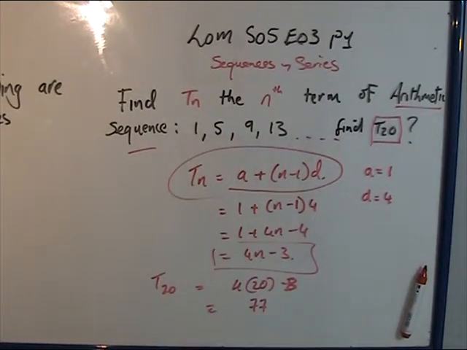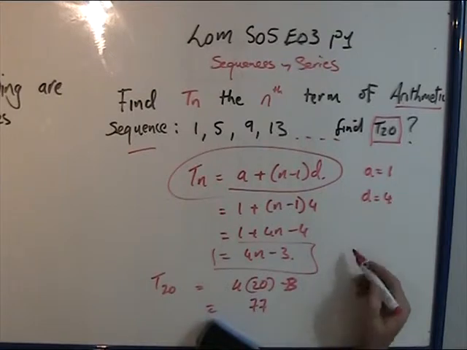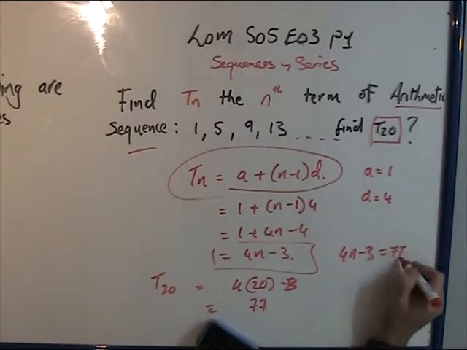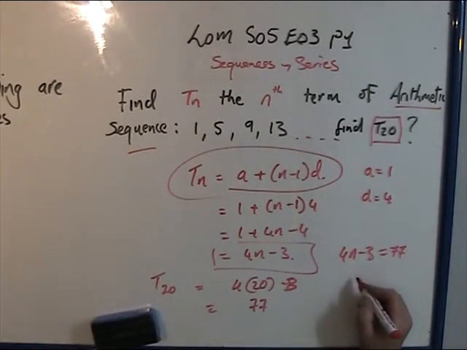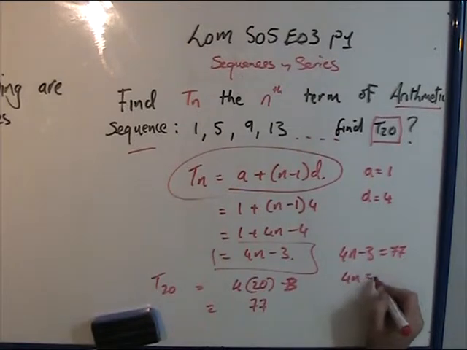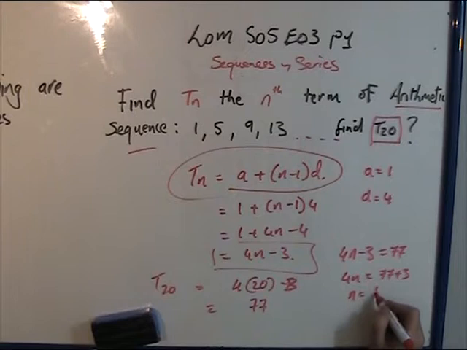And you can make it equal to something and find out what n is equal to. Do you understand? So you could say this is equal to 77, as I did the last time. 4n minus 3 is equal to 77. What term does that? We know it's 20, but let's find out. 4n is equal to 77 plus 3, which is 80. n is equal to 80 over 4, which is equal to 20. So it is the 20th term.